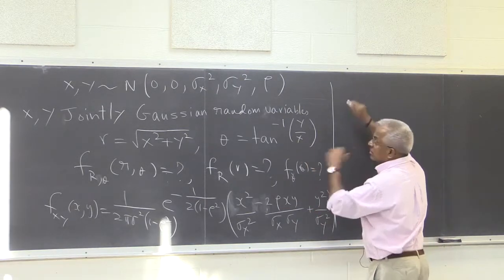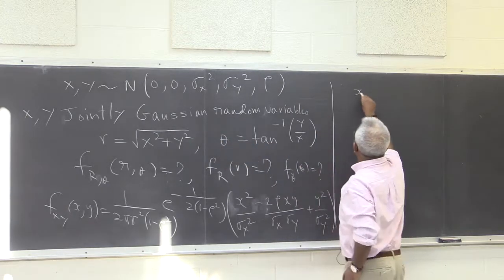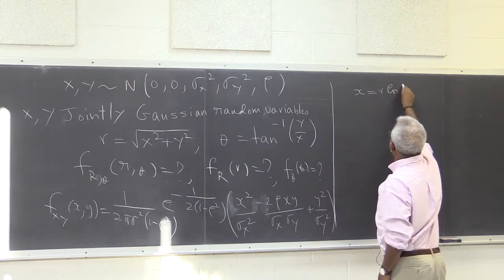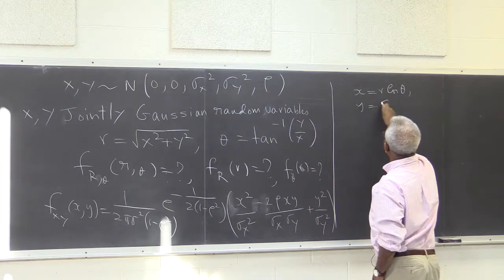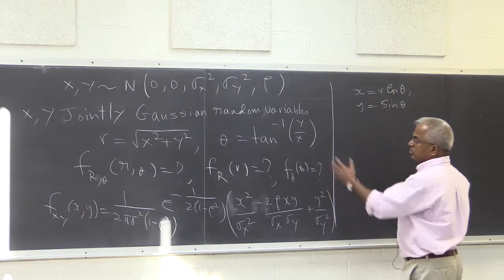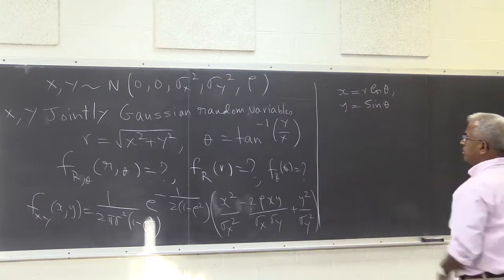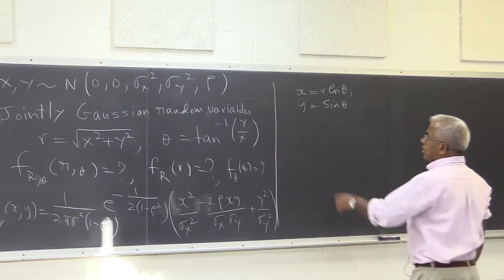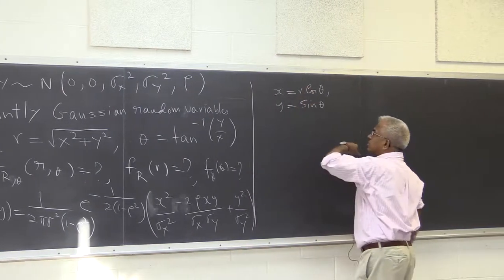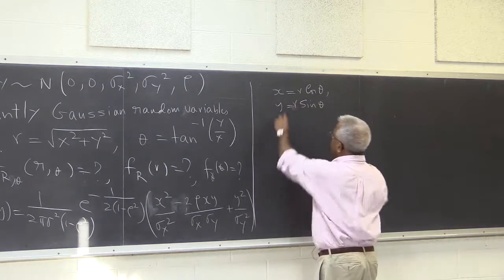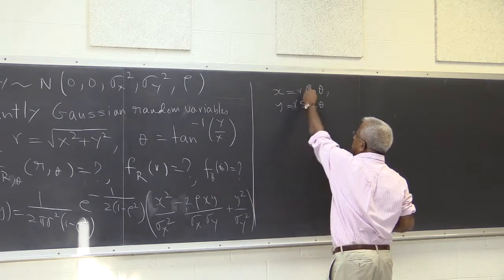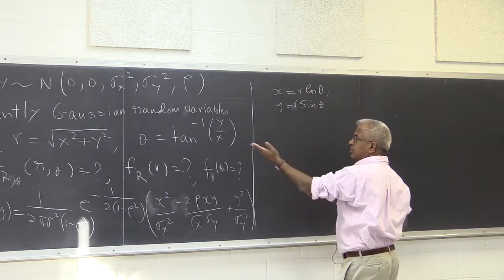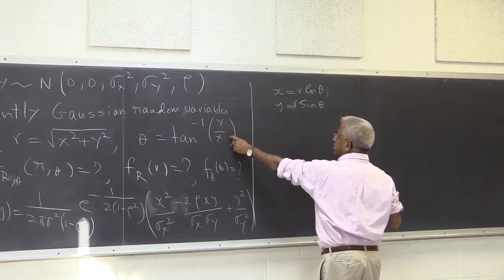As you can see, the inverse transformation is almost obvious. x equal to r cos theta and y equal to r sin theta. This will do the job because x squared plus y squared is r squared. Y over x is, so there is also an r here, y over x is sin theta over cos theta, which is tan theta. So theta is tan inverse of y over x.